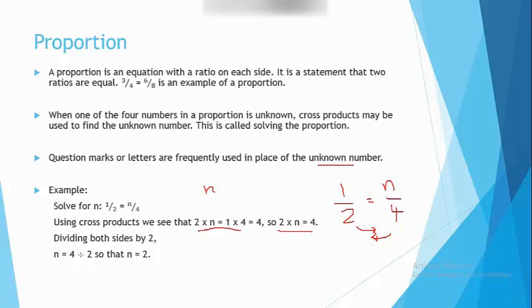Now we have 2 with the n, but we need to take n separately to one side. So we do the inverse operation in order to take away the 2 from the n. On both sides we divide by 2. So n equals 4 by 2, so n equals 2.